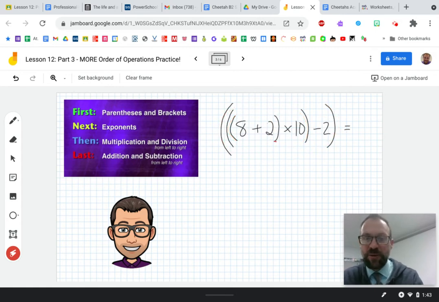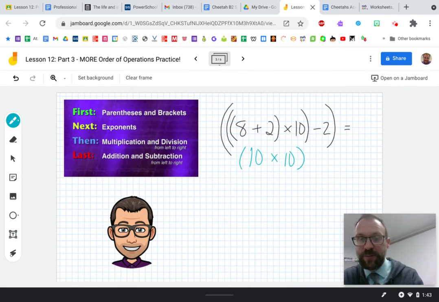So we'll start here with 8 plus 2 first. That's the innermost set of parentheses. This is the set of parentheses inside all the others. So we are going to solve that. We'll get 10 again, of course. I'm going to drop down everything else. Now we have 10 times 10. That's in a set of parentheses. And then inside of that is minus 2. That's in another set of parentheses. So now we have 10 times 10 minus 2.